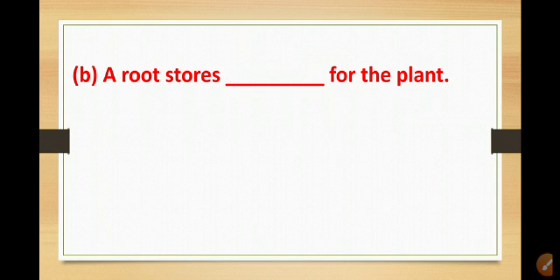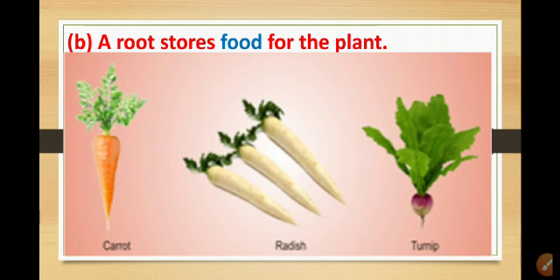Now look at here. In this B, fill in the blanks. The statement is a root stores dash for the plant. Can you tell me what the root stores for the plant? Yes, a root stores food for the plant. The answer is a root stores food for the plant.